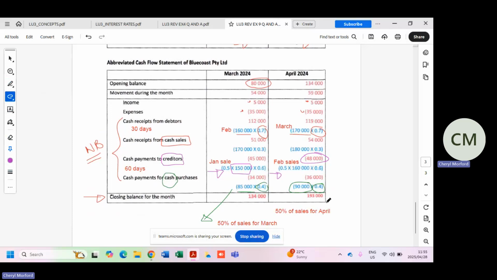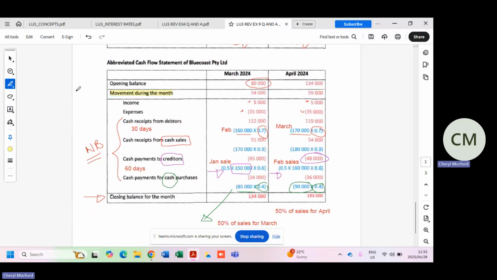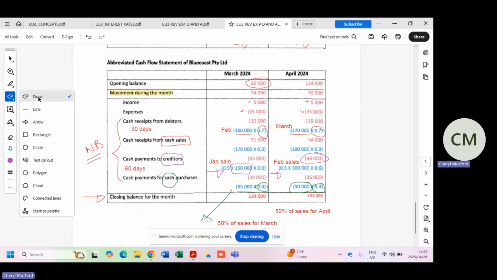It must be subtracted. So now, what I'm going to find for you is this important part here, the movement during the month. This is a very important section over there. So I'm going to take all of the positive receipts. I'm going to add those together, and I'm then going to subtract all of the payments. So let's just do March.